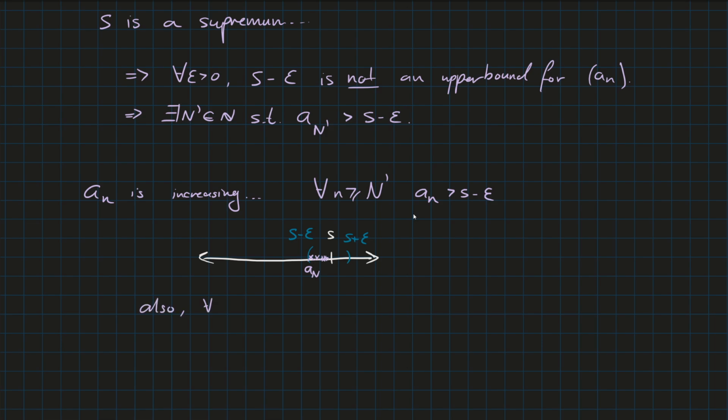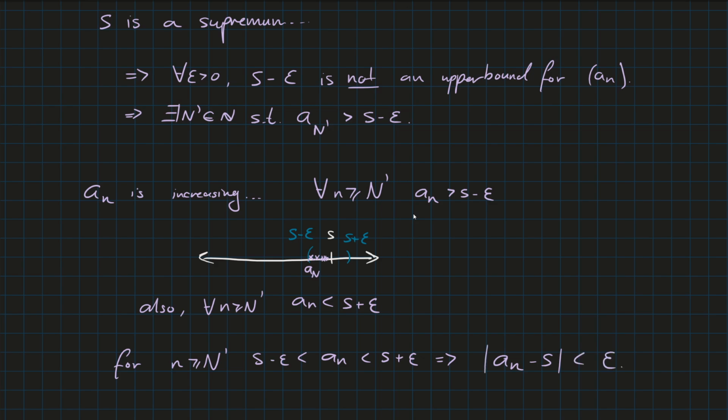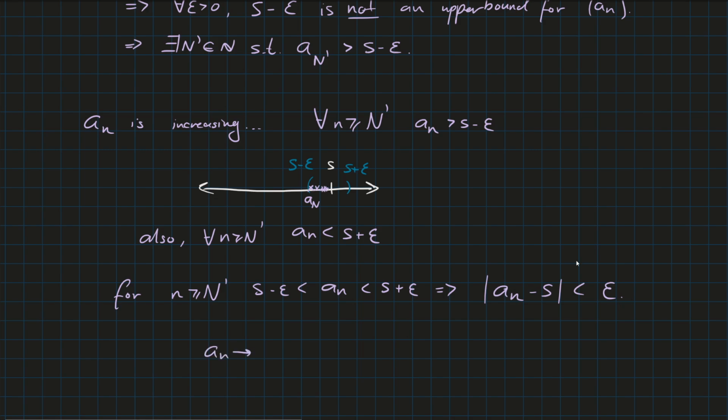Also, for all n greater than or equal to N prime, we have that a_n is less than S plus epsilon. We actually have that for all n. It could just be 0 there. But notably, for n greater than or equal to N prime, we have that a_n is between S minus epsilon and S plus epsilon. So that tells us that the absolute value of a_n minus S is less than epsilon. And there we go. We have it that a_n converges to S, and we are done.